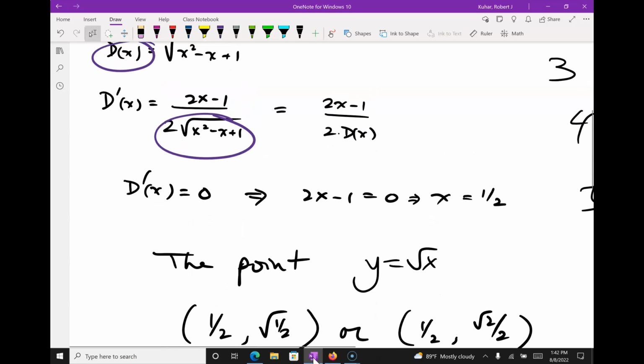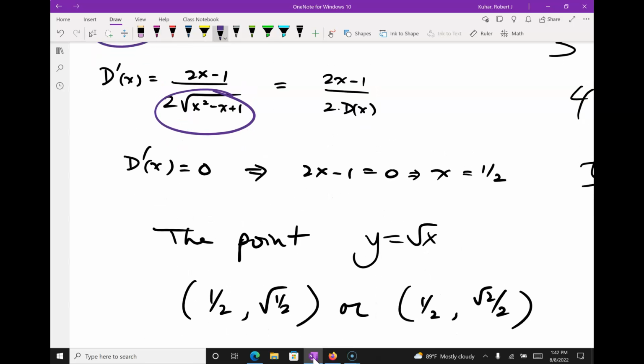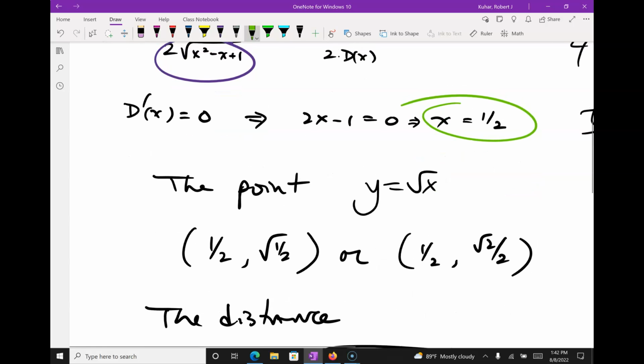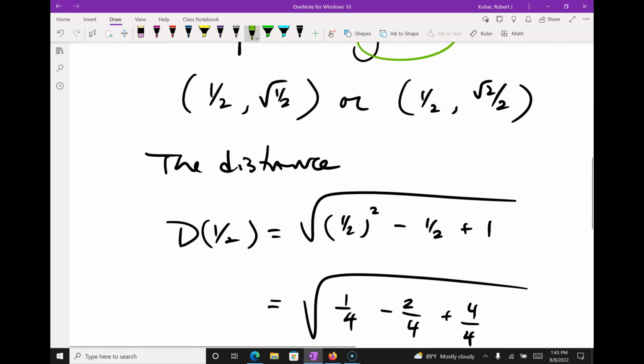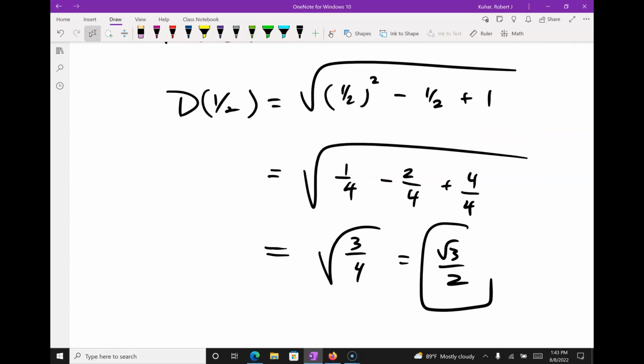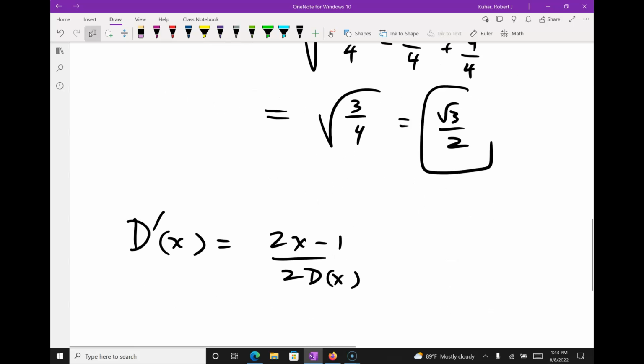Exactly. So we figured out the numerator is equal to 0 at 1/2, right? And now I know my x value. That's the x value for the point. That's the x value for the distance. So I plug it into the curve, right, to get the point 1/2, square root of 2 over 2. I plug it in the distance to get square root of 3 over 2. And I still have to plug it into the second derivative, hoping to get what?